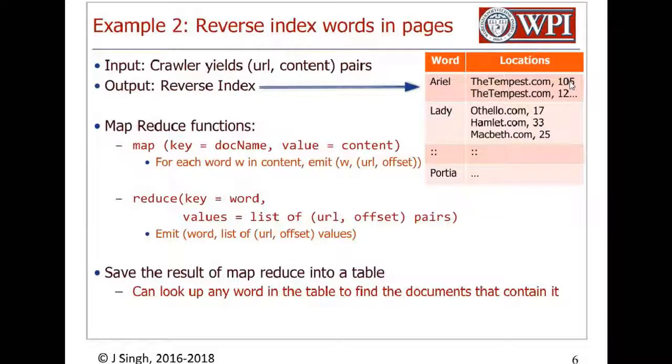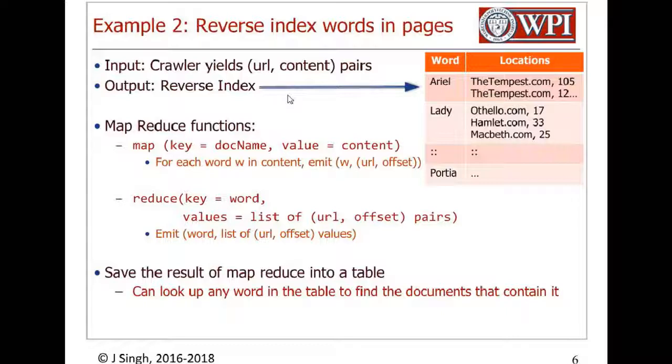As we then look at what kind of result we want to see, Ariel shows up in the Tempest at offset 105. Ariel also shows up in the Tempest at a different offset, and so on. The word lady occurs in lots of different places. So it shows up in Othello, it shows up in Hamlet, and so on. And of course, every time the word lady occurs in Othello, it'll have the same URL but a different offset. So we'll get lots of entries.